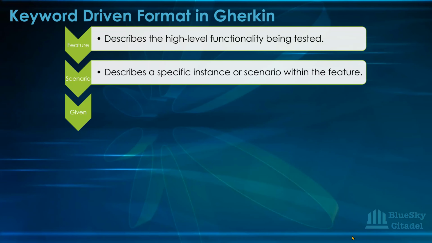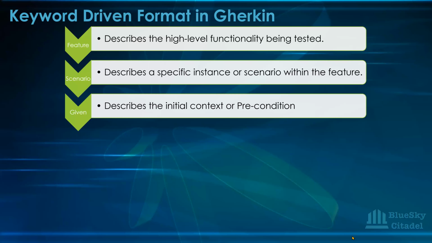And then you have the given. The given is the keyword used to describe the initial context or precondition. It sets the stage. It's the stage setter, so it sets the initial state. Just remember that particular hierarchy. Feature, the high-level functionality being tested. Scenario, the specific instance within the feature. Then given sets the stage for the high-level functionality that we have mentioned. It sets the stage for this feature and the scenario. So given sets the stage.